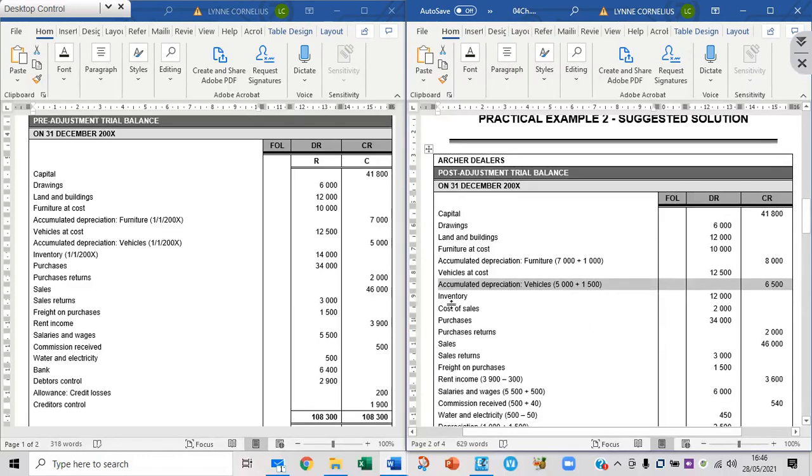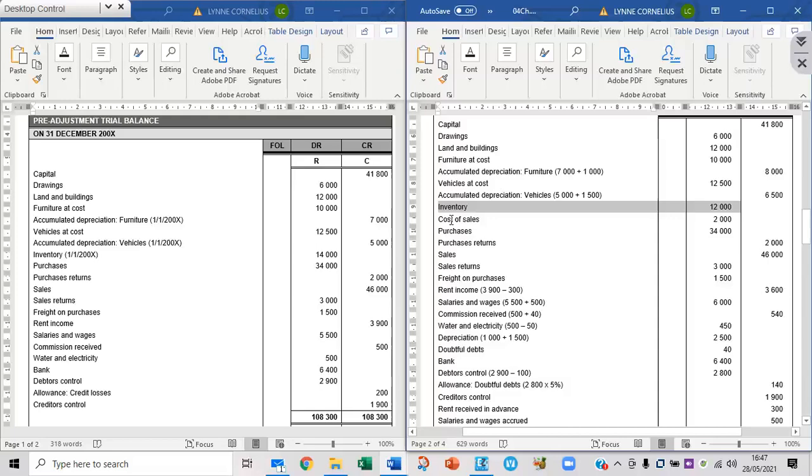Remember, the inventory, on the left hand side, we took out the opening inventory with our very first journal entry. We credited inventory, debited cost of sales, and then the next journal entry that we did, where we debited inventory with the closing inventory amount and we credited cost of sales. So the inventory balance is no longer 14,000. We credited inventory with that 14,000, but then we debited inventory again with the 12,000. So that is the balance of the inventory account.